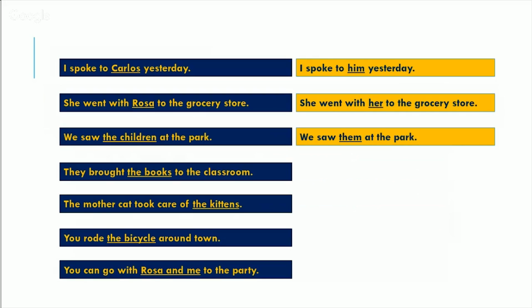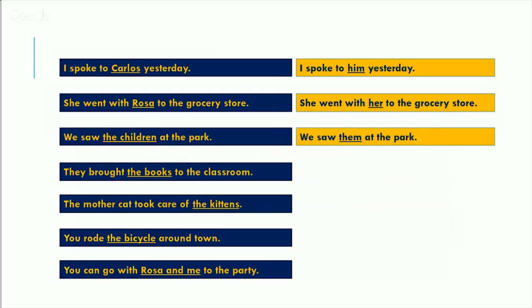Perfect. Let's look at number 4, guys. I see somebody put an answer. I'm going to say something is incorrect in that answer. So we want to fix that answer. Katia, thank you for giving the answer. There's something that needs to be fixed. Let's fix it. Anna, same thing. You got to fix something there. They brought the books with a nice long S, right? They brought the books to the classroom.